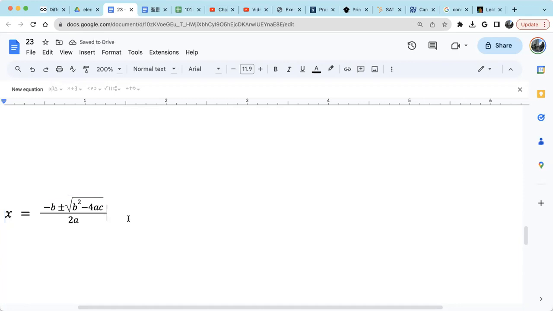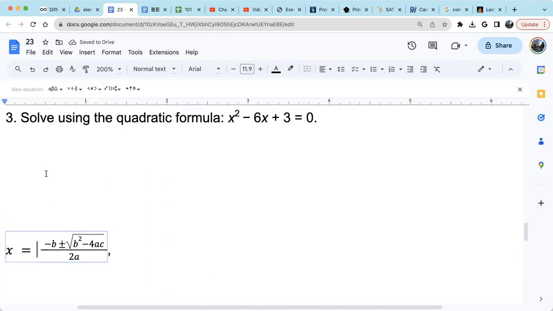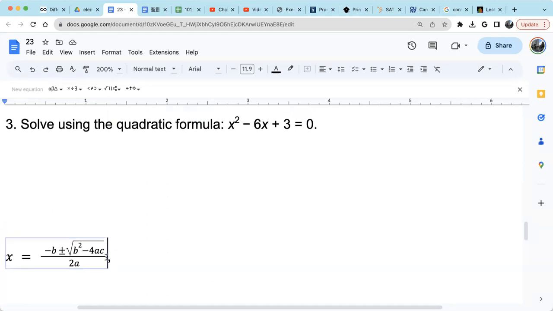So first we need to identify a, b, c from the equation. From the equation we see, to identify a, remember a is the number before x squared, which is just 1. So let's do this baby step. b is the number before x, which is -6. And c is the constant, 3.